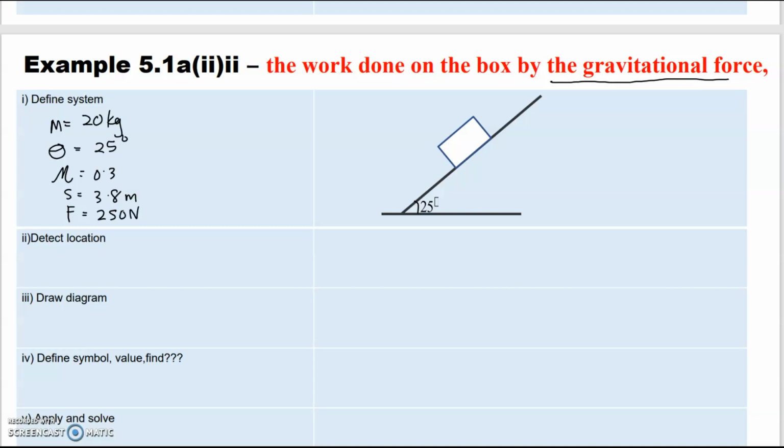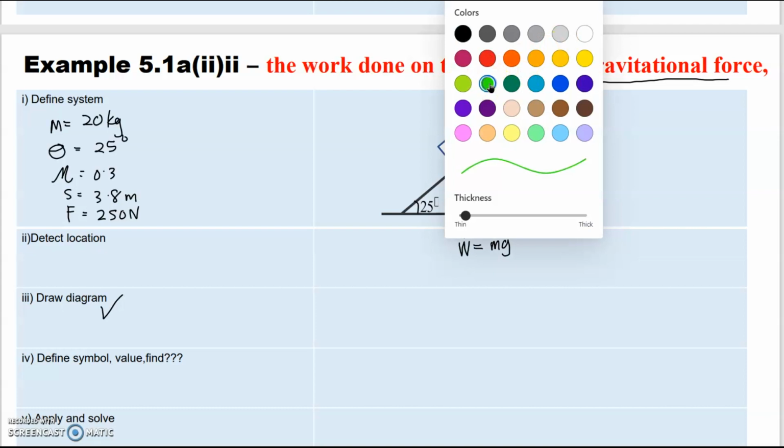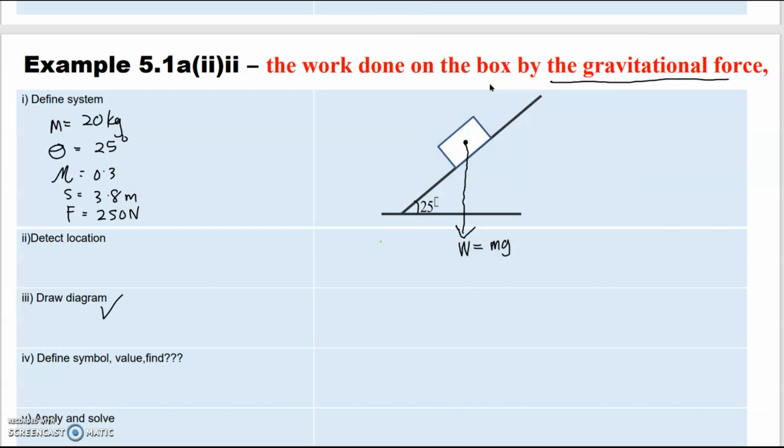So here for the diagram, we have to draw one vertically downwards, which is our weight, equal to mg. And then we also have just the same displacement along the incline, which is S is equal to 3.8 meter. One more, we have added the y-axis here, Fy, that is involved in the situation.